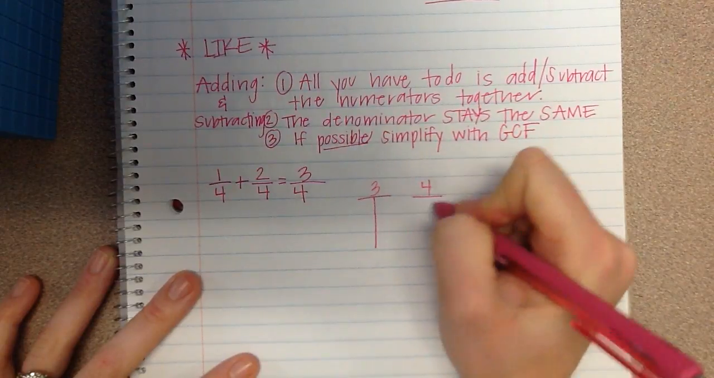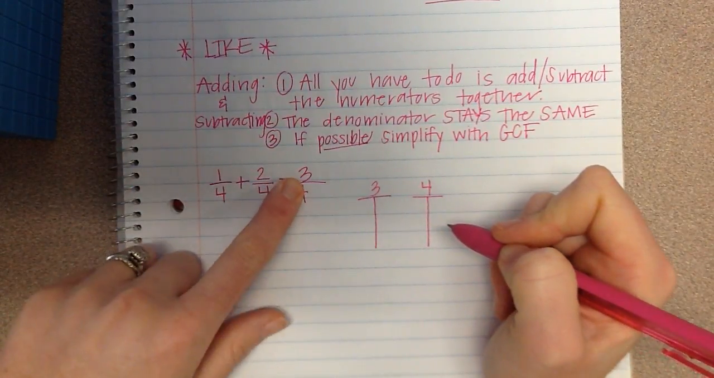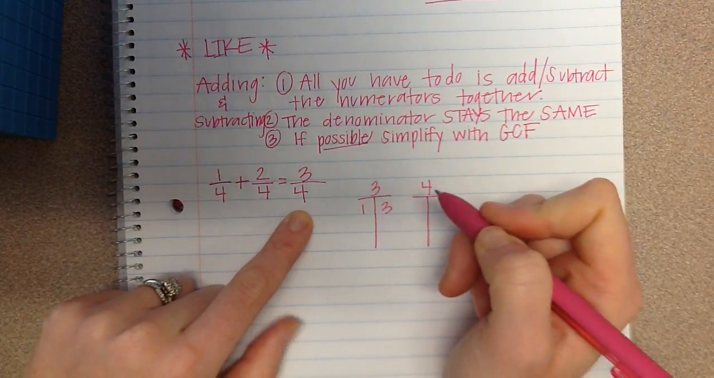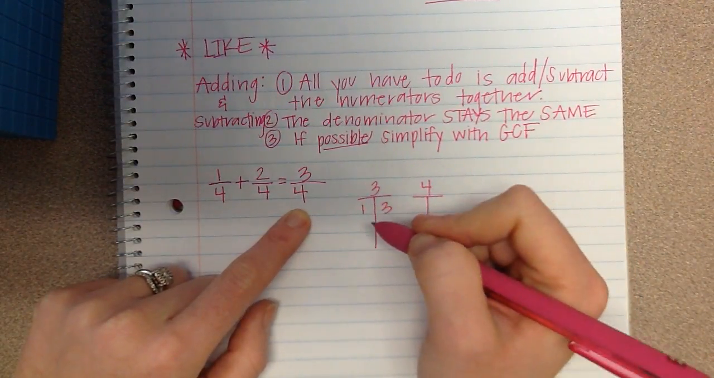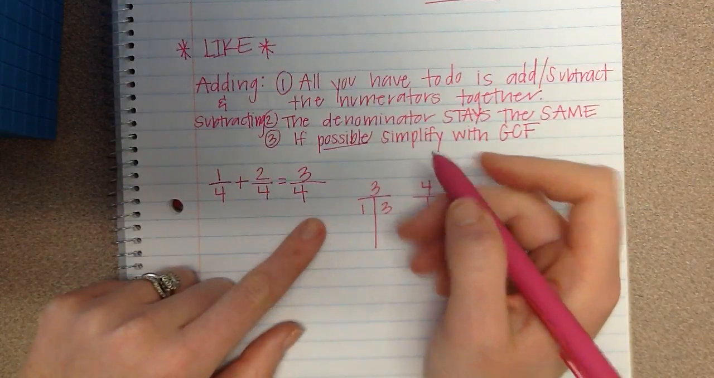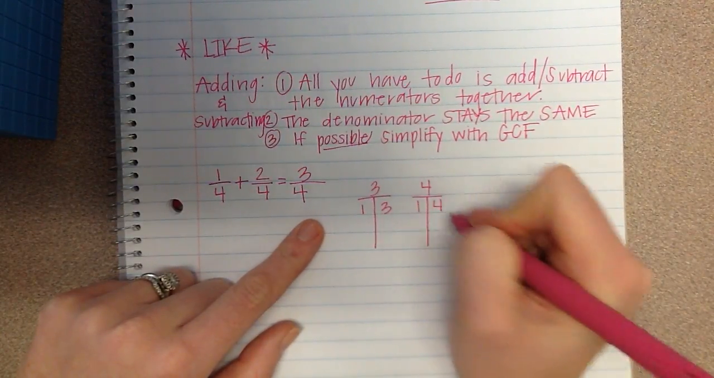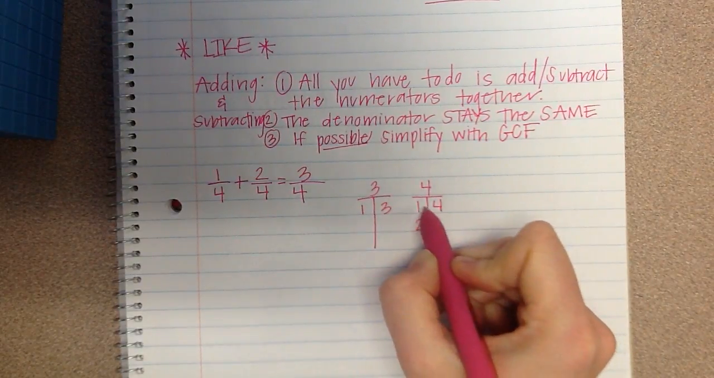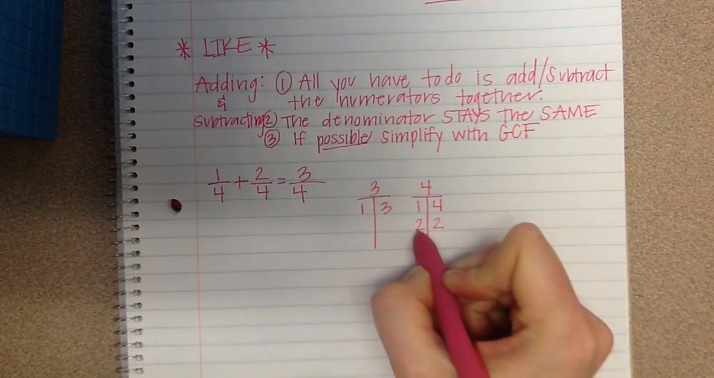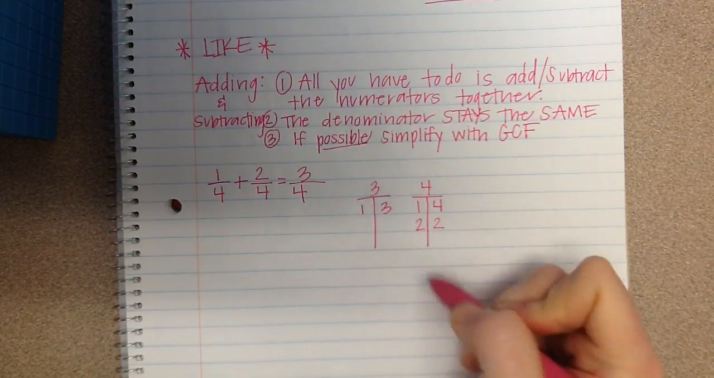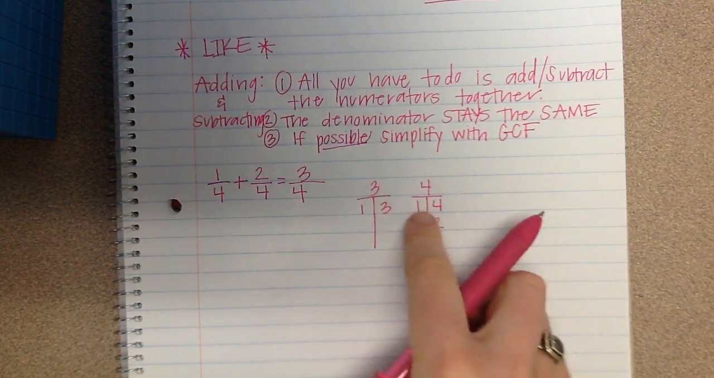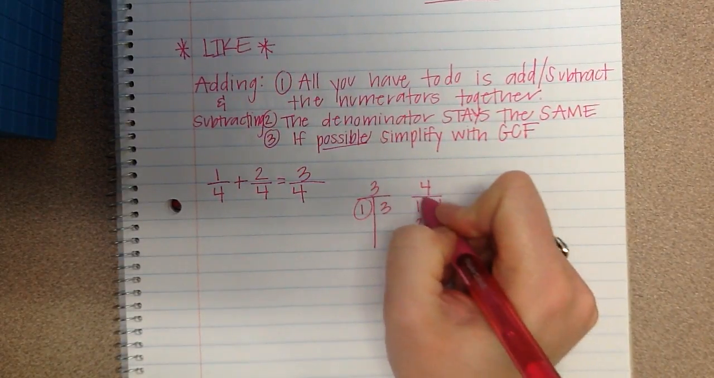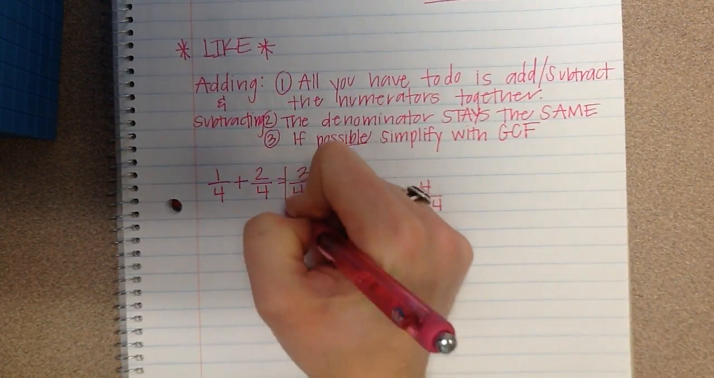We're going to do 3 and 4. I got the 3 from here and the 4 from here. So 1 times 3 equals 3. Does 2 times something equal 3? No, so I'm done with that. So 1 and 4, 2 times 2. 1 times 4 equals 4, 2 times 2 equals 4. These two numbers multiplied together are supposed to equal the number at the top. Because all they have in common is 1, this is in simplest form.